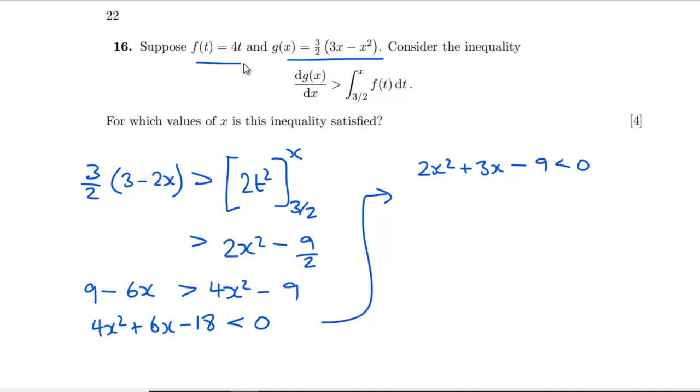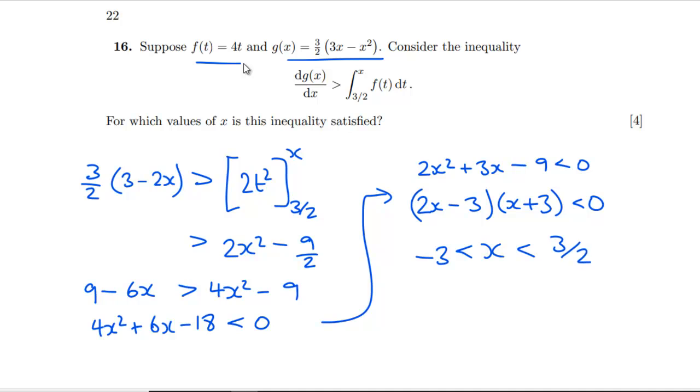Now to factor that in, we'd have 6 and minus 3. So yeah, 2x minus 3, x plus 3 less than 0. So we're going to need a positive quadratic less than 0, so it's between the roots. So x needs to be between minus 3 and what's that, 3 over 2.